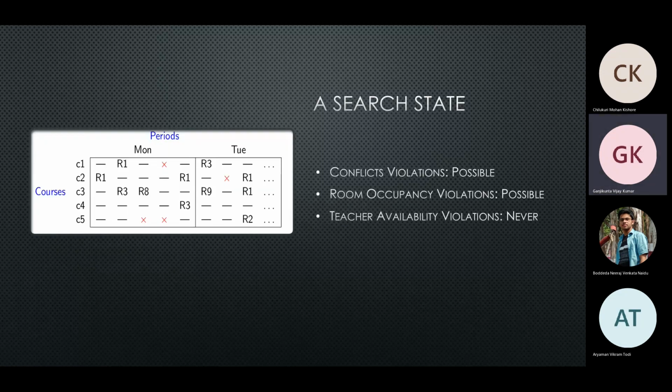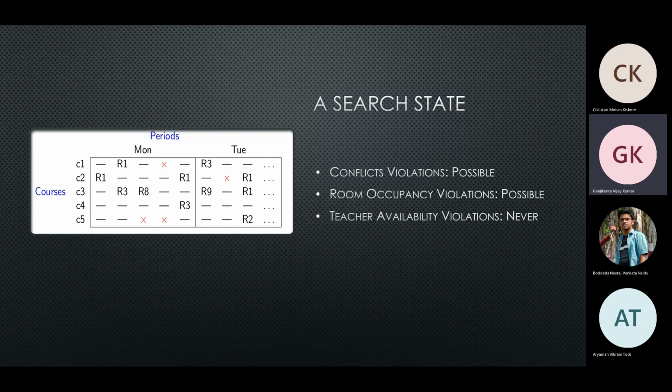This is an example of a search state. Consider the courses to be in rows and periods to be in columns in a matrix, and these are the allocated rooms for this course and the corresponding period. This is a search state. This is a solution. We keep on searching through these solutions. Now, what are the properties that should be satisfied by a search state?